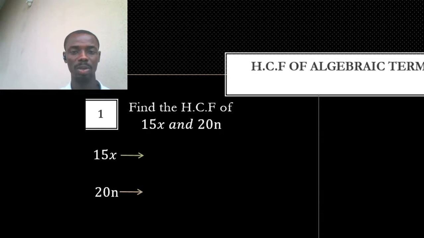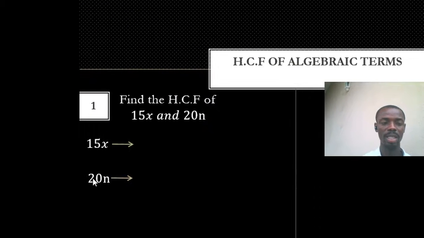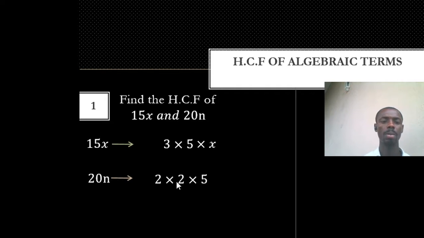So if you don't understand, please go back to unit 1 or go and watch my video on expressing numbers as a product of prime numbers. To start with, I'm having 15x and I'm having 20n. So let's express 15x as a product of prime. That gives 3 by 5, then I'm left with x. So 3 times 5 times x gives 15x. Alright, let's work on 20n. Expressing 20 as a product of prime gives 2 by 2 by 5, then multiply by the n that I'm having here.